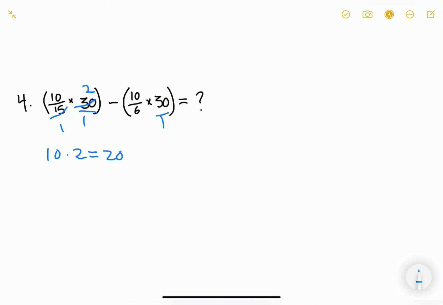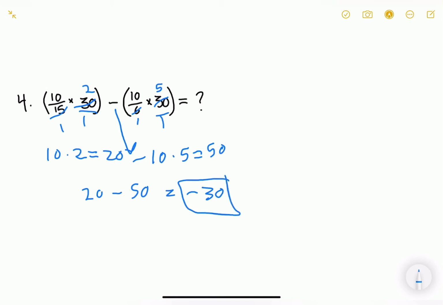And then what's the second one? How many times does 6 go into 30? 5, because we know that 5 times 6 is 30. So we know that this is 5, and then we're just simply going to multiply 10 times 5 now, which is 50. And then we have to bring this down. What is 20 minus 50? It is -30, which is our final answer.